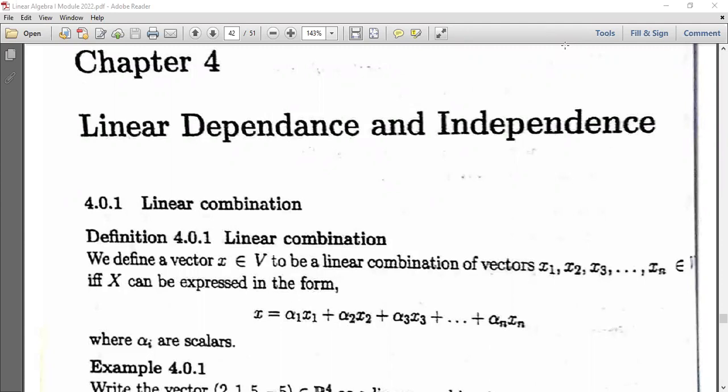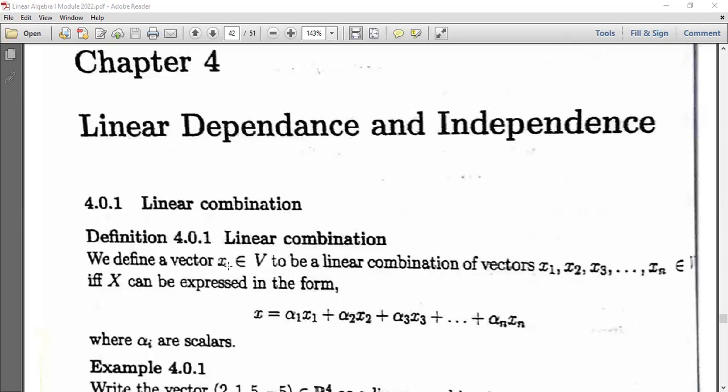So if we have a vector space V, and definitely it's a non-empty set together with two operations, addition and scalar multiplication, satisfying the list of 10 properties. Now, in this non-empty set, there are elements. The elements are called vectors. So we define what we call a linear combination of these vectors.